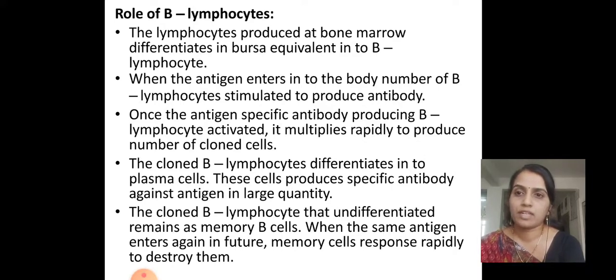When the same antigen enters again in future, memory cells respond rapidly to destroy it, because on the first entry the body will not have a memory of the action mechanism of that pathogen, or which kind of chemical they are going to release to harm our body. But once the defense mechanism is prepared with the help of antigen released by them, they are getting stimulated and stimulating the B lymphocyte cell, generating this B lymphocyte defense mechanism.